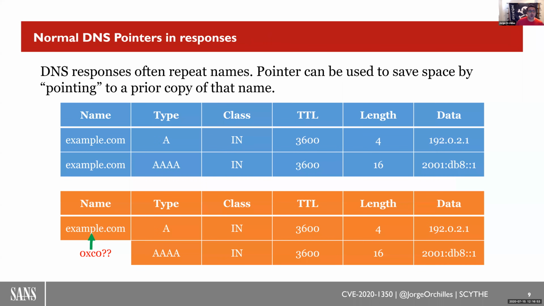So if we look at normal DNS pointers in the response, DNS responses generally have repeat names, right? And DNS is actually really good about that. It's not going to go out and search the same thing if it already has that answer, for example, through DNS caching and things like that. But in this case, we want to talk about saving space with the pointers. It can be used to save space by pointing to a prior copy of that name. And that's going to be important here as we try to exploit this vulnerability.